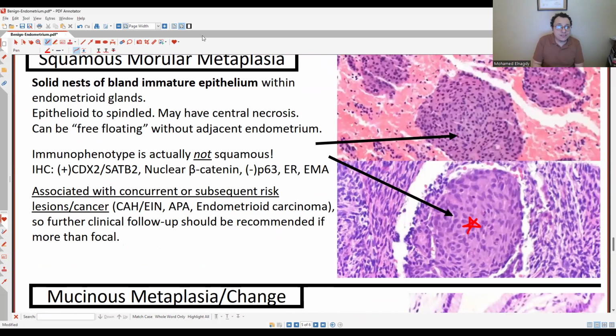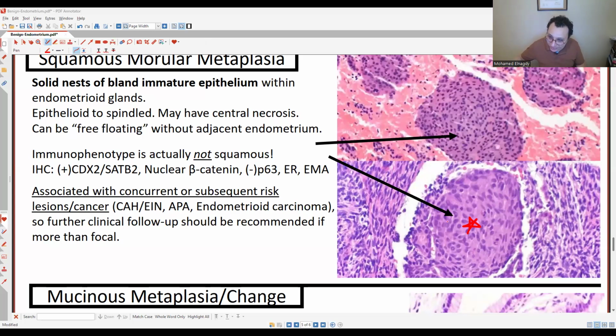Somehow some things make you look very bad when you miss them, especially when you are a PGY3, a resident who's advanced in training. The attending asks, how come you miss that? How can you miss such a thing? It's squamous metaplasia of endometrial gland. So you see squamous cells inside the endometrial gland.